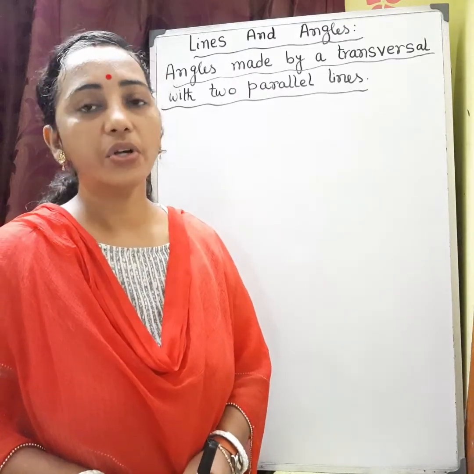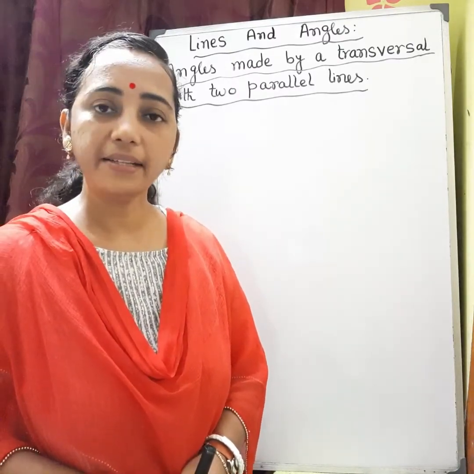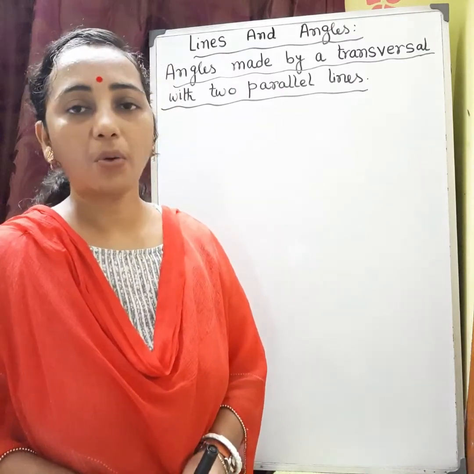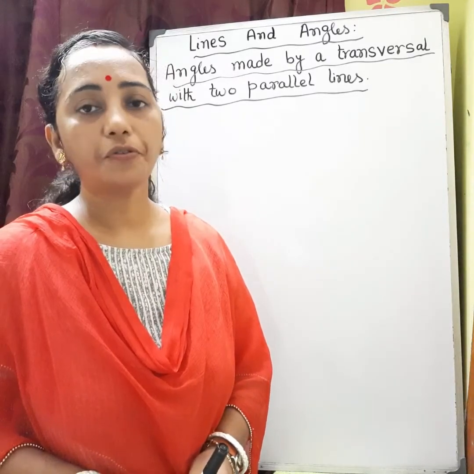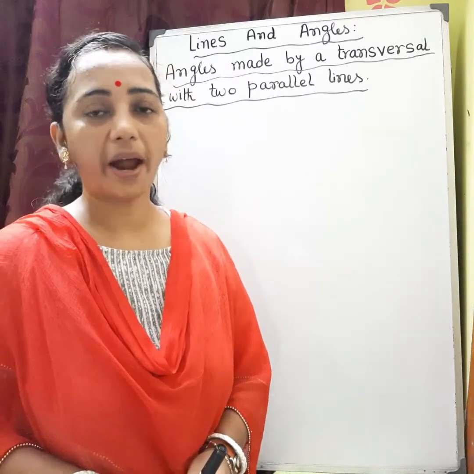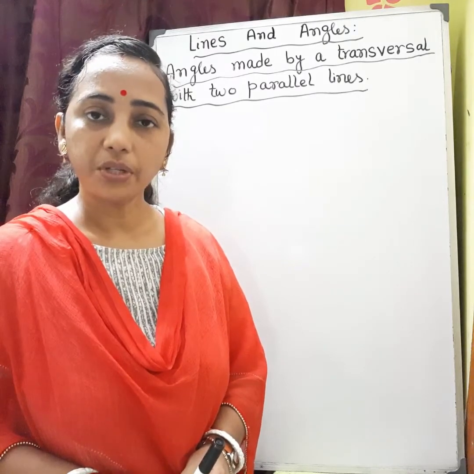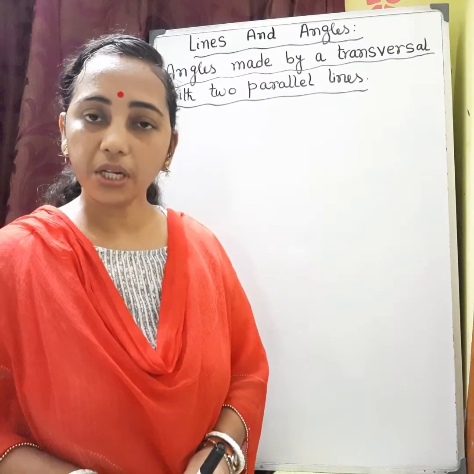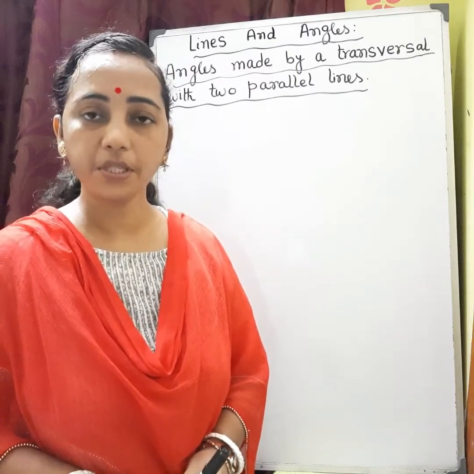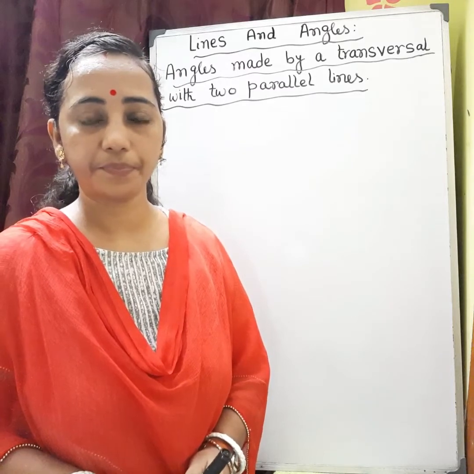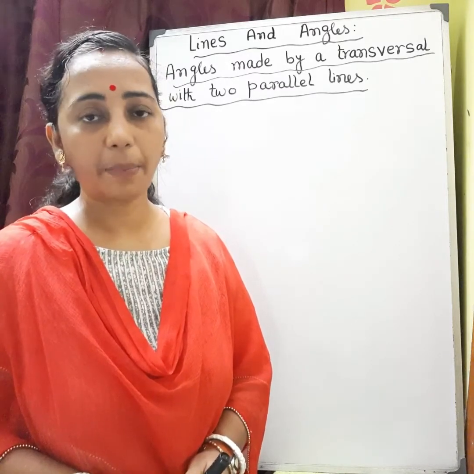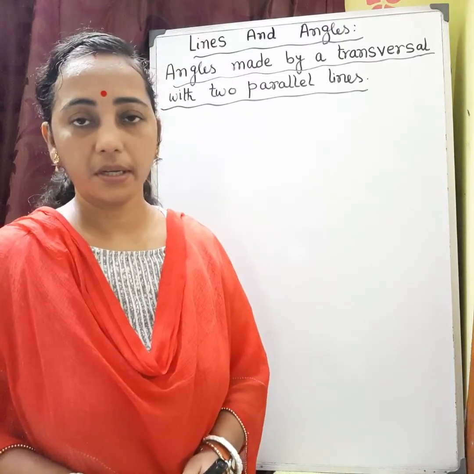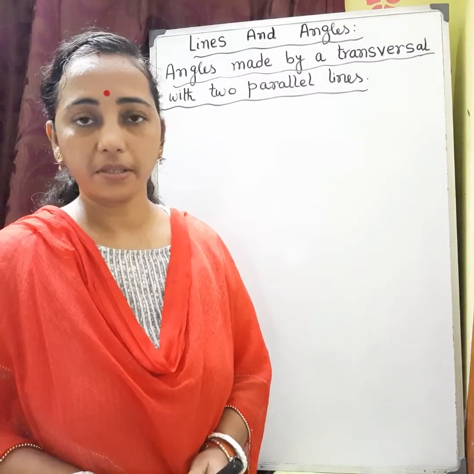Today in this video, you will learn about the chapter lines and angles. So now in this video, let us know about the properties of angles formed by a transversal with two parallel lines. We know that when a transversal intersects two lines, then a total of 8 angles are formed at their point of intersection. If these two lines are parallel, then such angles formed have some special properties. Let us know about such properties.